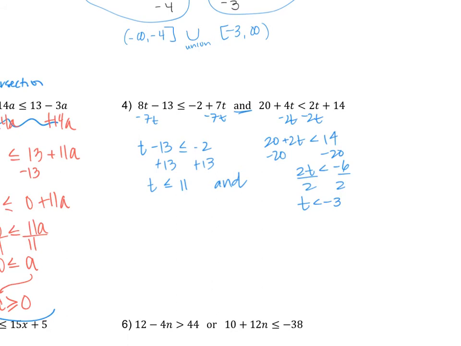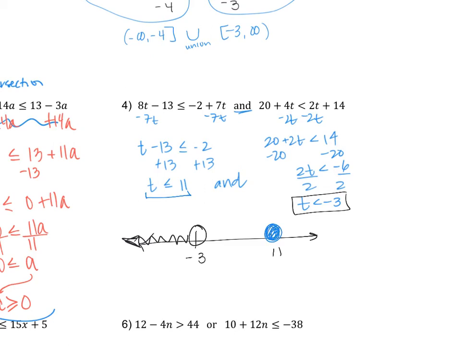So let's look at what's going on with our number line. We'll put our important numbers on here. We have -3 and 11. So I have that t is less than -3, so that's open circle going to the left. T is less than or equal to 11. That's closed circle, and then everything to the left.